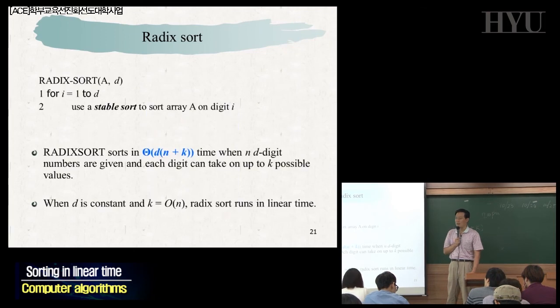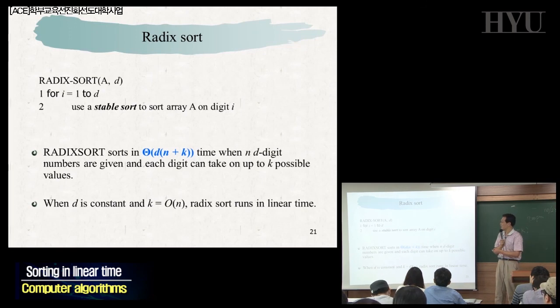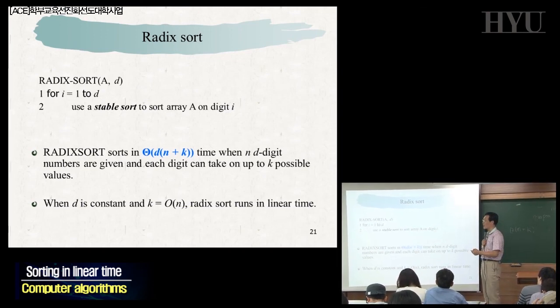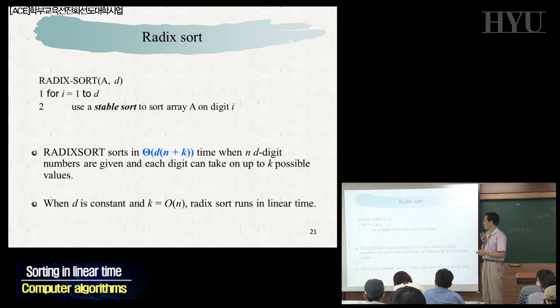Then let's look at the pseudocode of the radix sort. It has only 2 lines. From 1 to D, D is the rightmost radix. 1 is the rightmost radix. Radix 1, radix 2, radix 3. You have to see this way. And use a stable sort, the counting sort, to sort the array.